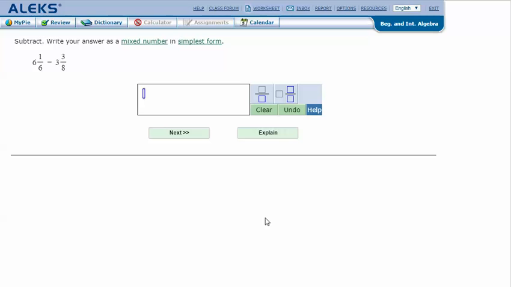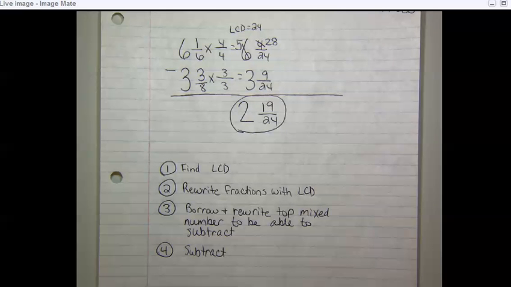Subtract. Write your answer as a mixed number in simplest form. 6 1/6 minus 3 3/8. Here are my notes. 6 1/6 minus 3 3/8. First, I needed to find the least common denominator for 6 and 8, which is 24. And then I needed to rewrite these two fractions with that common denominator.